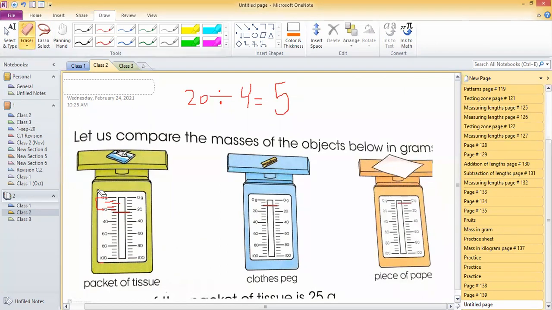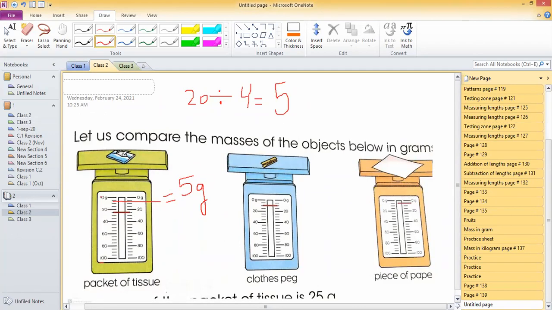You know, guys, what does that mean? That means that this short line is equal to 5 gram. Again, I repeat that one short line is equal to 5 gram. That means you are counting in fives from 0: 0, 5, 10, 15, 20, 25, 30, 35, 40, 45, and so on up to 100.